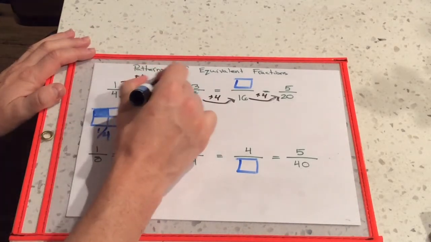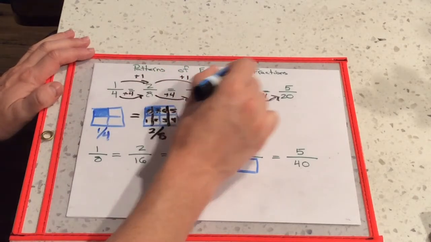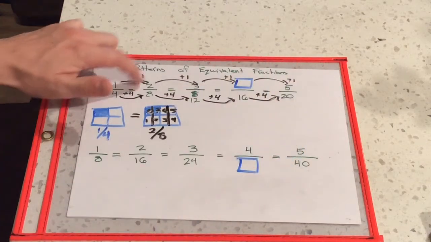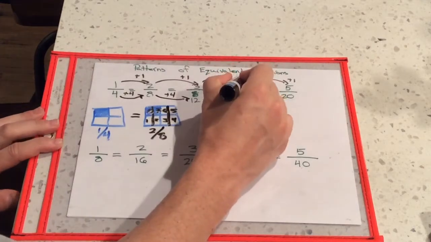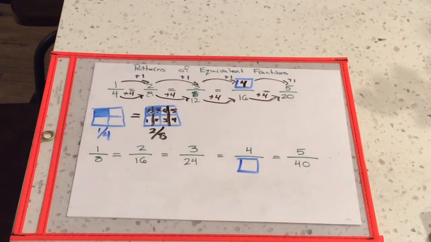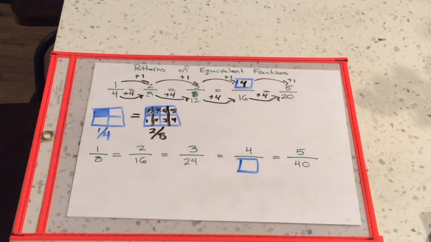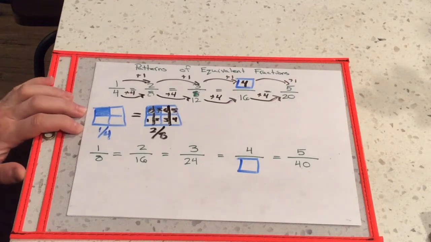I also want to look for patterns on the numerator. That's increasing by 1, by 1, by 1, and by 1. So I have 1, 2, 3, blank, 5. Well, I know that 4 is between 3 and 5, and it fits the pattern. 3 plus 1 is 4, and 4 plus 1 is 5. So all of these fractions are equivalent to each other. Okay, so I showed you how we can use a fraction model and a picture to illustrate that we have equivalent fractions.